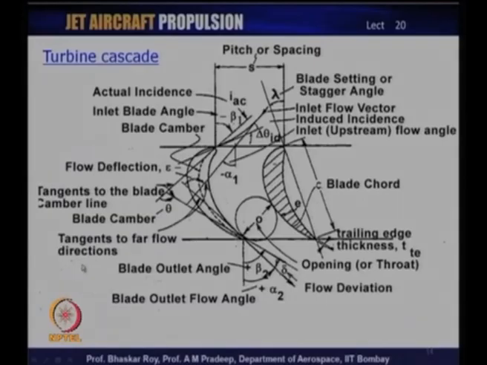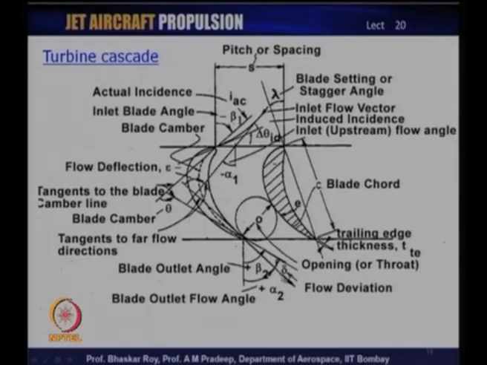We will come back to this diagram later on again maybe. We have the flow coming into the turbine with a certain incidence. You have the rotor blades over here, and a typical turbine cascade aerofoil would look something like this. The blade chord is defined over here. The flow comes in with a velocity as we have seen at angle beta 1, and it goes out at angle beta 2.